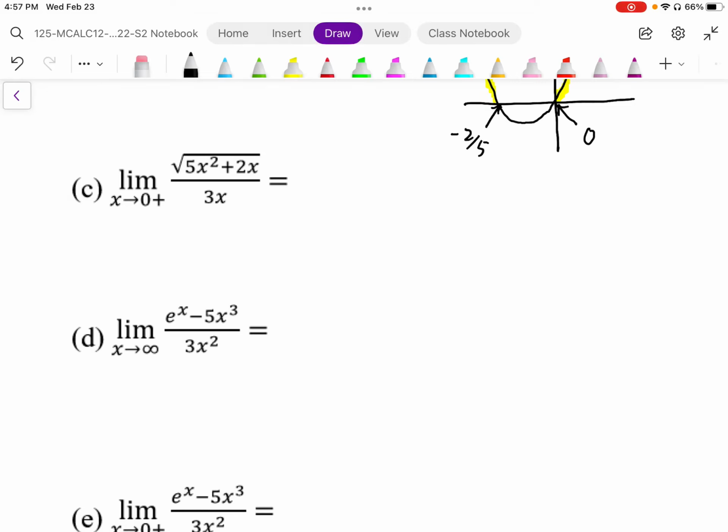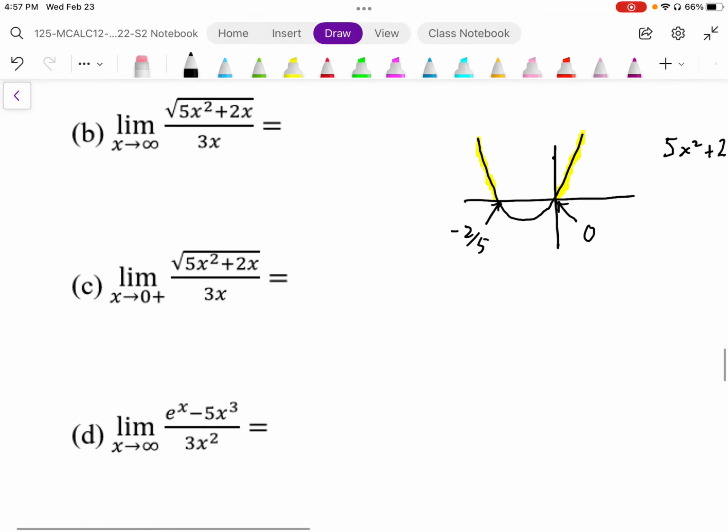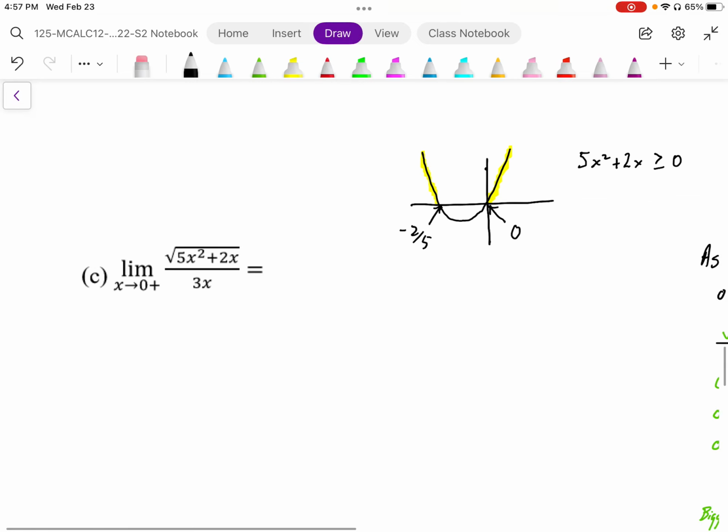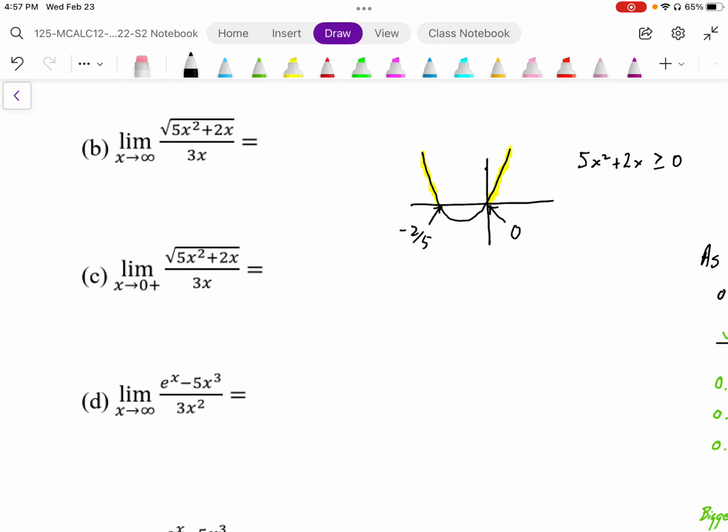In question C, we're doing the same as B, however, we are now going to 0 from the positive side. The reason it has to be from the positive side is because of the domain restriction on that quadratic inside the square root. Here I've drawn the quadratic 5x squared plus 2x. It has roots at negative 2 over 5 and 0, and the square root must be bigger than 0. So we can only use the domain that is above the x-axis here.